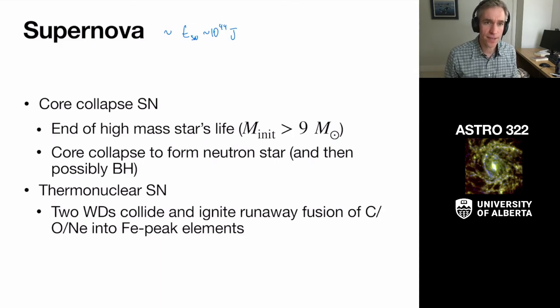And we'll also learn that there are these things called thermonuclear supernova. And they happen when two white dwarfs collide with each other. They were in a binary system and they end up colliding with each other, igniting runaway fusion of carbon, oxygen, and neon into iron peak elements, iron and nickel and stuff right up there at the peak of the binding energy per nucleon curve. They're only called the same thing because they have the same energy scale. Two different channels, both relate to stellar evolution, but they're only called that because they're common and 10 to the 44 joules of energy. So that's the only reason that these are the same. They are physically different things.